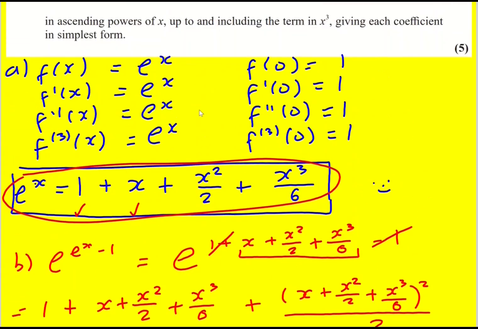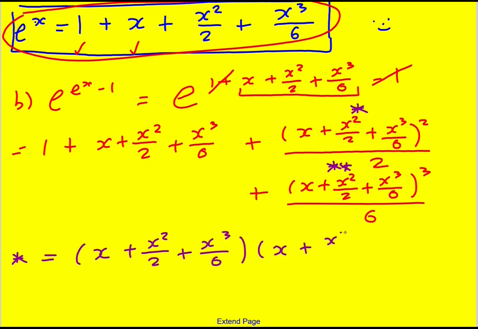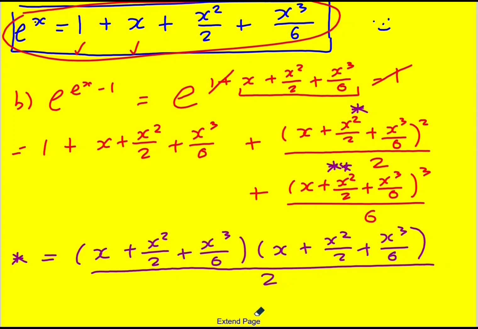Now remember, we're only interested in expanding up to x to the 3, so it's not like I actually have to work out every single one of these. So maybe I'll do it one at a time. I'll call this one star and this one double star. Then we'll bring it back together. Then we write a little bit less. So star is going to be x plus x squared over 2 plus x cubed over 6 multiplied by itself. Don't forget we're dividing the whole thing through by 2.